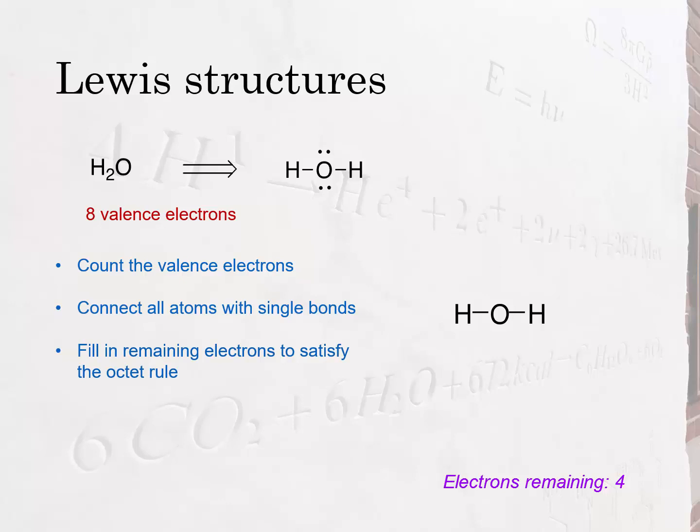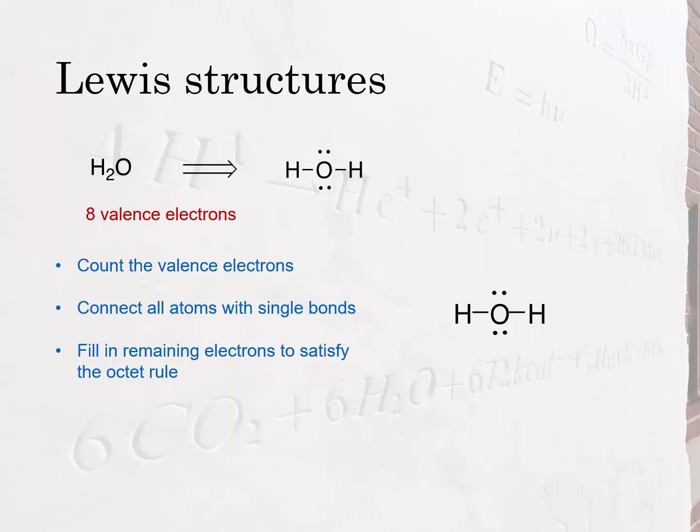I started with 8 electrons and I only have 4 remaining after making the 2 bonds. I'm going to add them all to the oxygen atom. A pair of electrons not in a bond is called a lone pair or a non-bonding pair. So now, do all the atoms have octets?